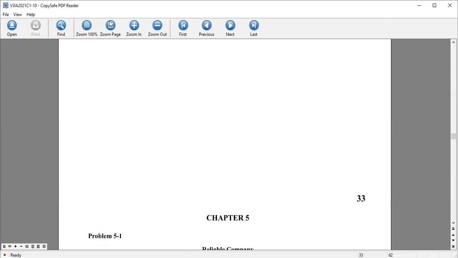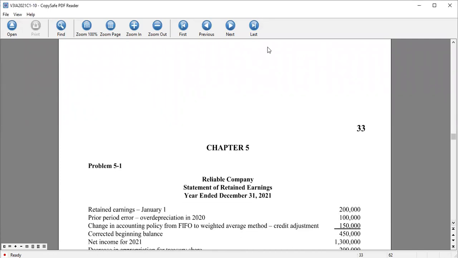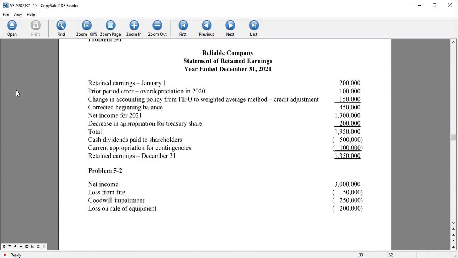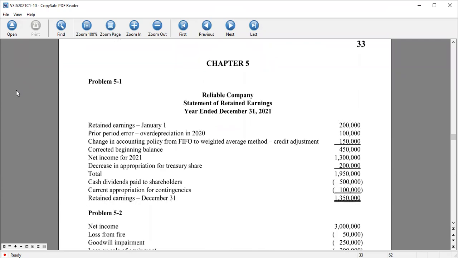Okay, chapter 5. We now begin with chapter 5 for problem 5-1. And your chapter 5 is statement of changes in equity. So we now begin with 5-1. We have the statement of retained earnings. So we now start with the heading statement of retained earnings for December 31, 2021, the end of the year.